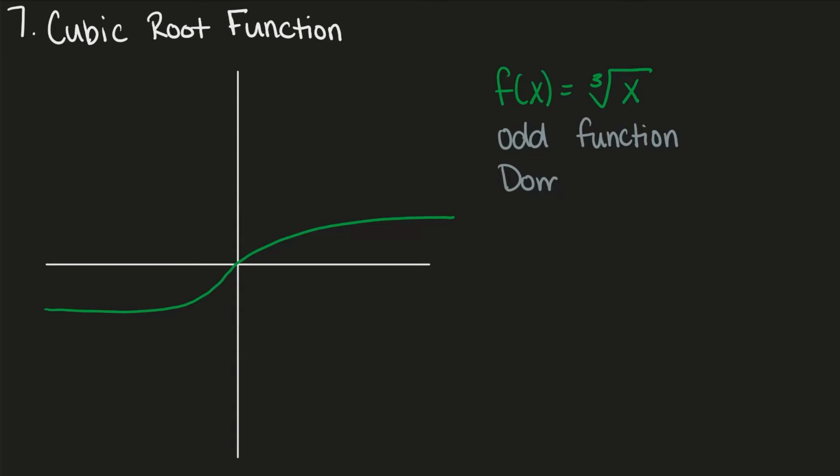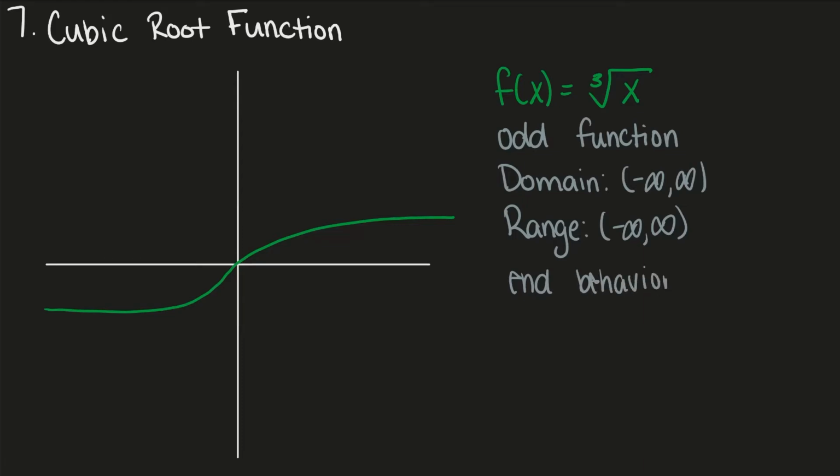The domain of our function is negative infinity to infinity, and the range is also negative infinity to infinity. For our end behavior, as x goes to infinity, y also goes to infinity. And as x goes to negative infinity, y also goes to negative infinity. So it grows in quadrant 1 and falls in quadrant 3.